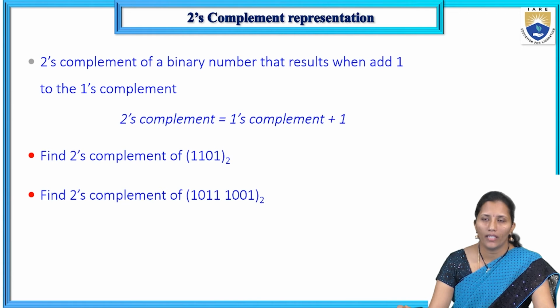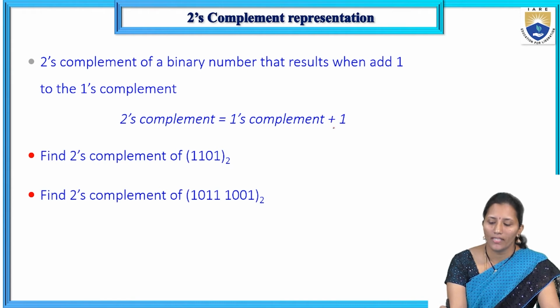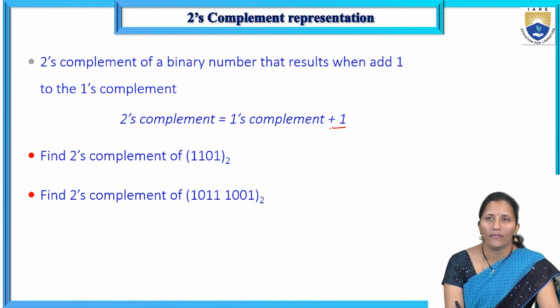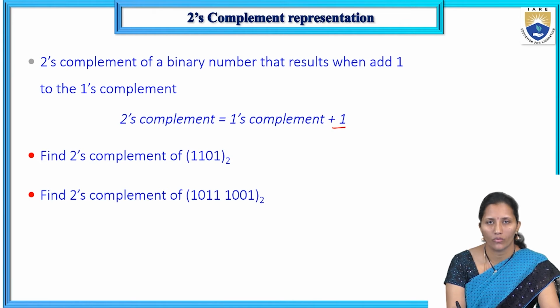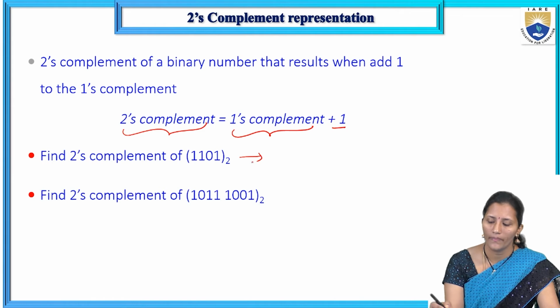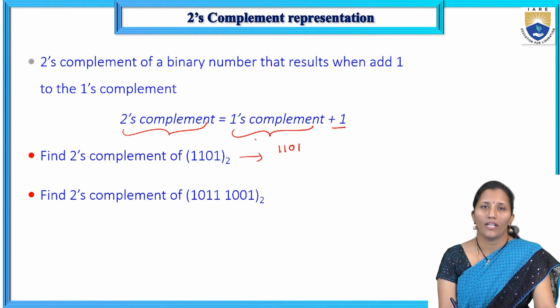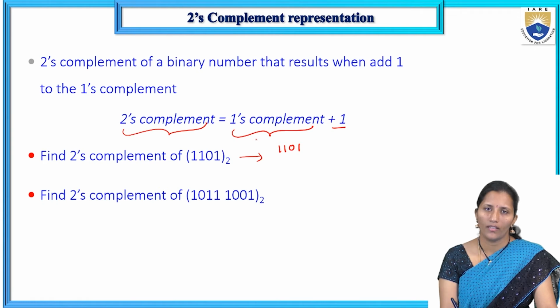Now the 2's complement of a binary number. The 2's complement is nothing but the 1's complement plus 1. The result when we add 1 to the 1's complement is the 2's complement. Here, first we have to perform the 1's complement of the number and add 1 to the LSB. Okay. Then you will get the 2's complement. For example, let us perform the 2's complement of 1 1 0 1. First we have to find the 1's complement of that number, then add 1 to that result. Then you will get the 2's complement.